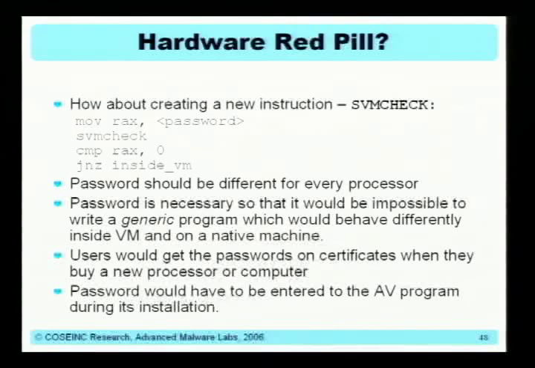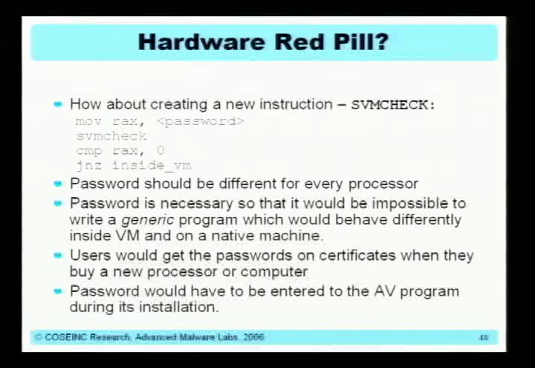Another solution which I've thought of is to introduce another instruction, like let's say SVM check, but the point is that it should take some kind of unique password, which is unique for a specific machine, and which returns whether you're inside a VM or outside a VM. In my opinion, it's necessary to have this password, because if we didn't have it, then we don't have full virtualization, right? Because then we can write a generic program which behaves differently inside a VM and outside a VM.